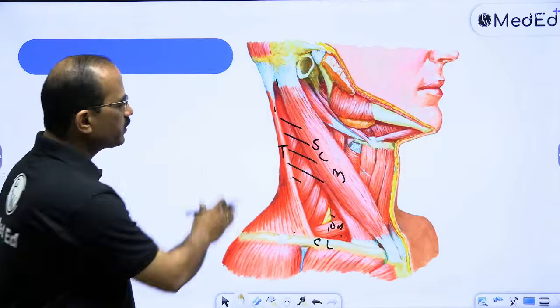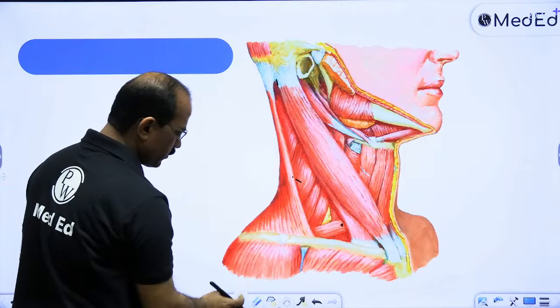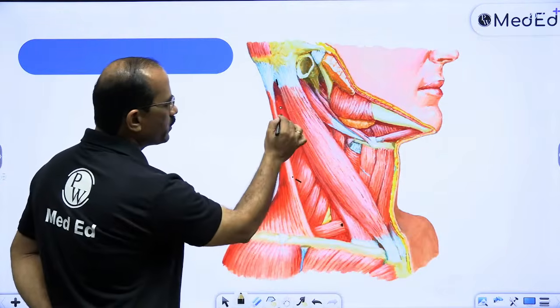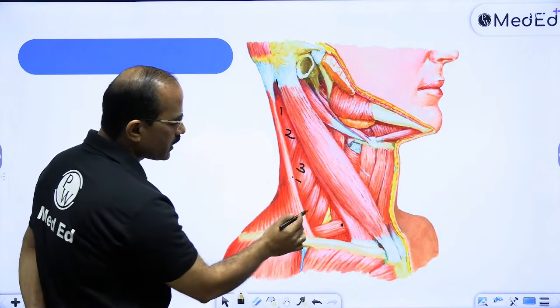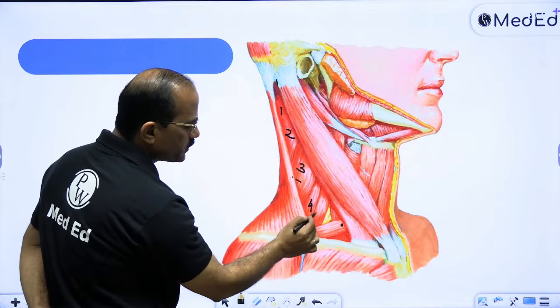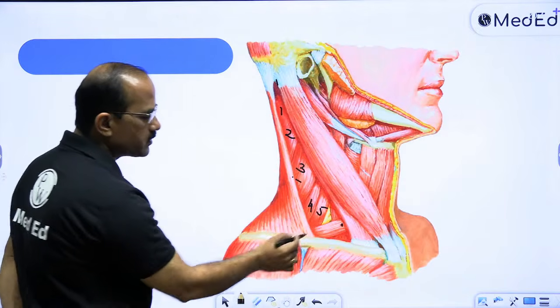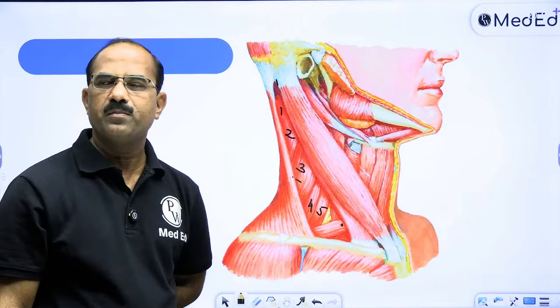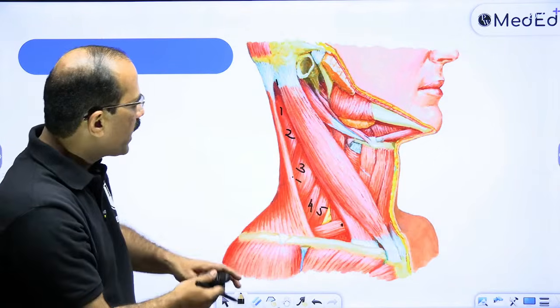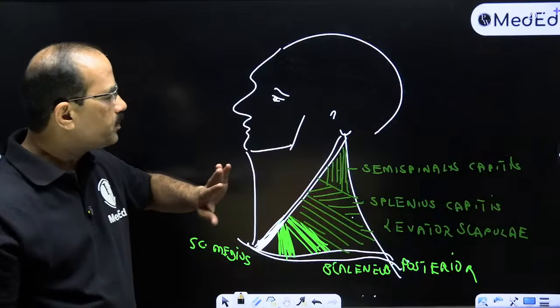So have a look at these muscles. I'll just label this for you. The first muscle up here is the semispinalis capitis. That's the splenius capitis. That's the levator scapulae. That's the scalenus posterior. That's the scalenus medius. This scalenus anterior lies behind the sternocleidomastoid. Perfect. So that's the floor, and all these muscles are known as the prevertebral muscles.